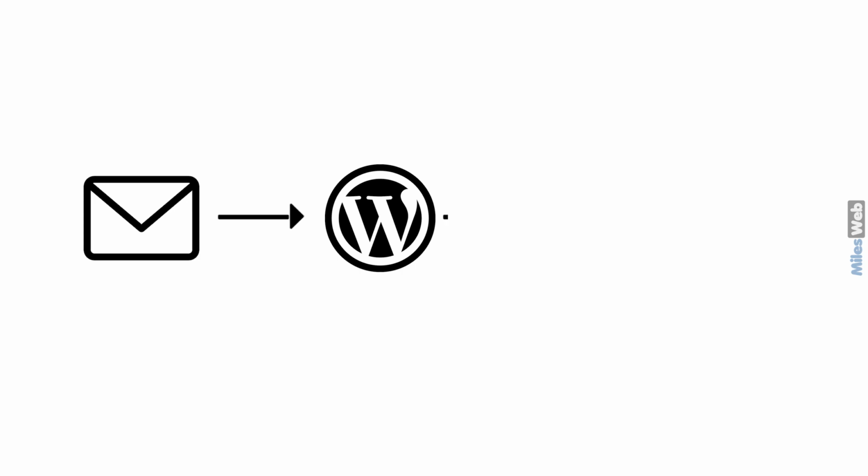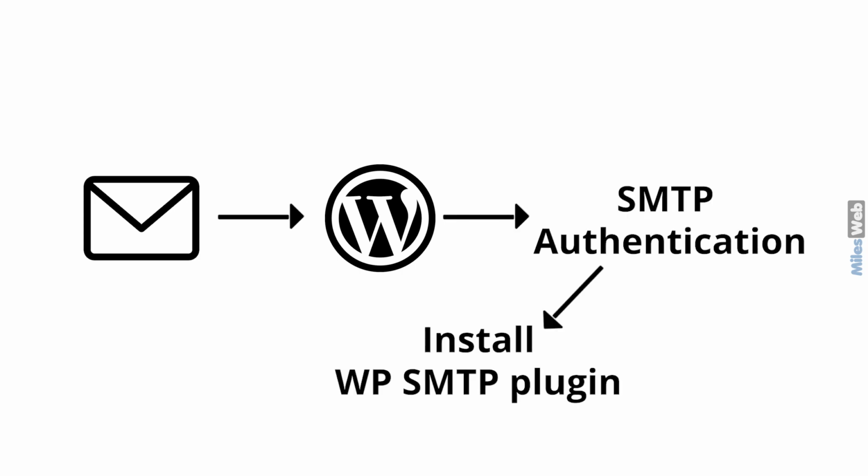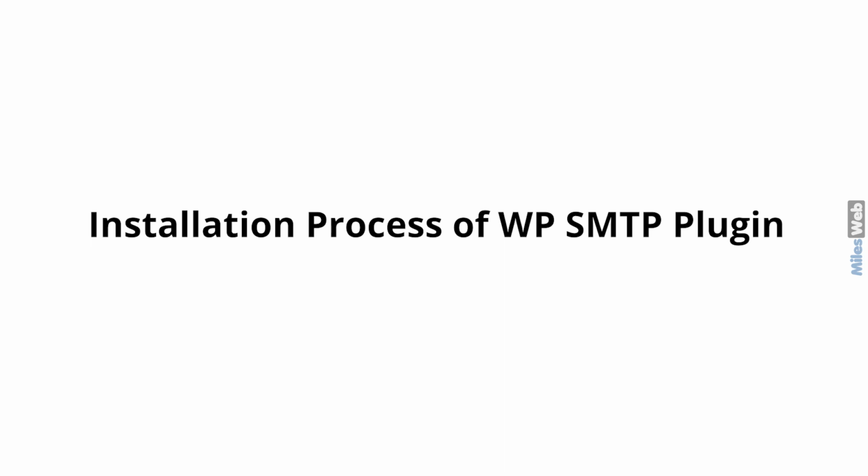So, for sending an email through WordPress by using SMTP authentication, first you need to install the WP SMTP plugin and configure it. Now, let's start with the installation process of the WP SMTP plugin.